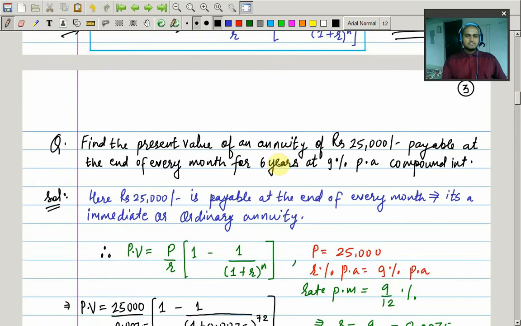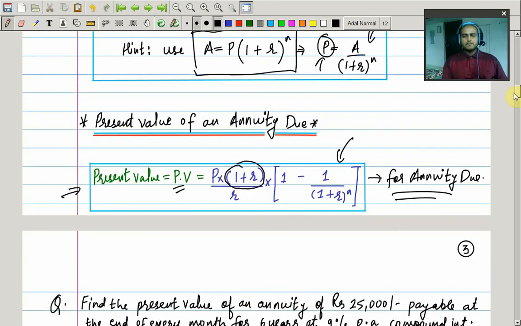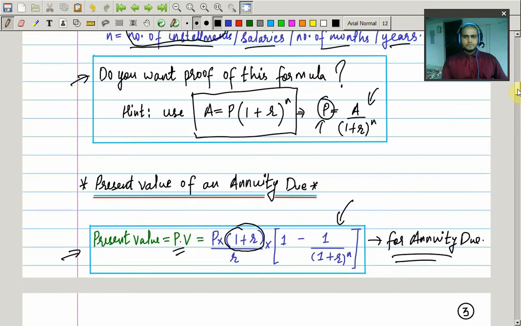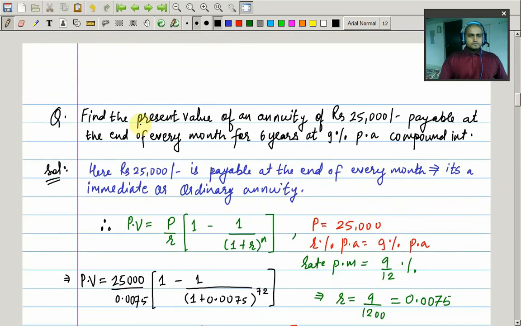Now let's try to solve some examples. I hope everyone is clear with the definition of present value of annuity due and the immediate annuity. Okay, so here I have a question on present value. Find the present value of an annuity of rupees 25,000 payable at the end of every month for 6 years at 9% per annum compounded.